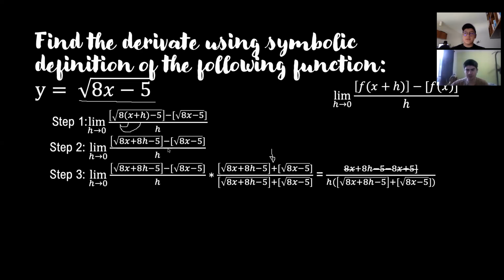And what we're going to do with that result is cross out the terms that cancel each other out. For example, this 8x cancels out with negative 8x, and the negative 5 cancels out with the positive 5. So we're left with 8h over h times all of this.